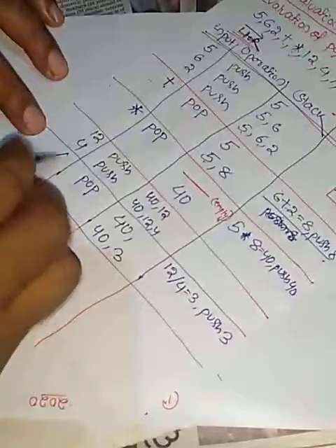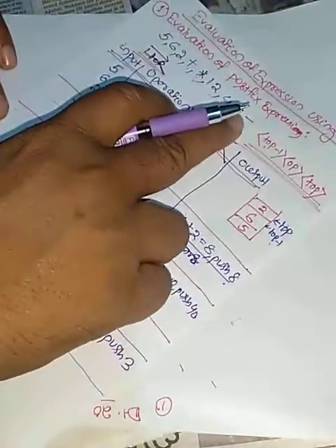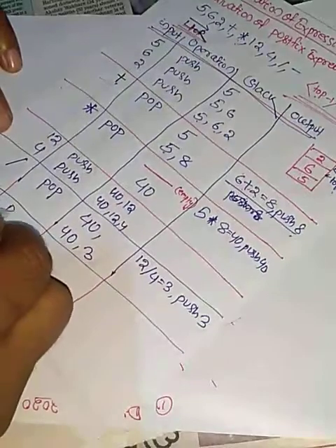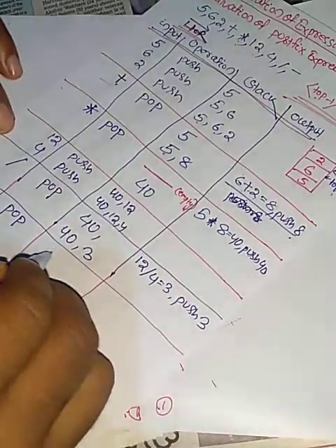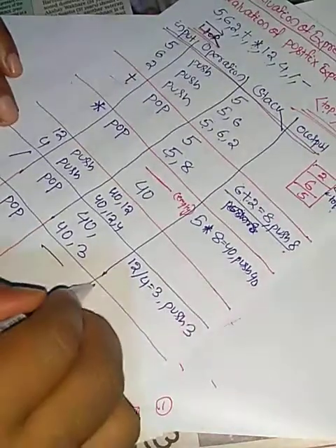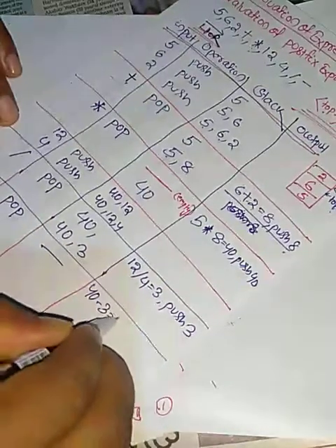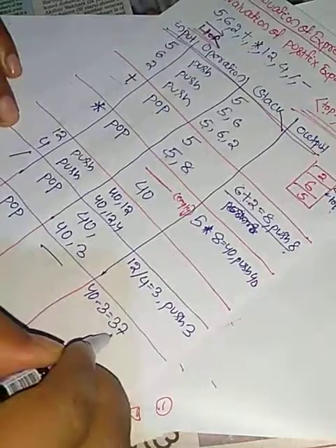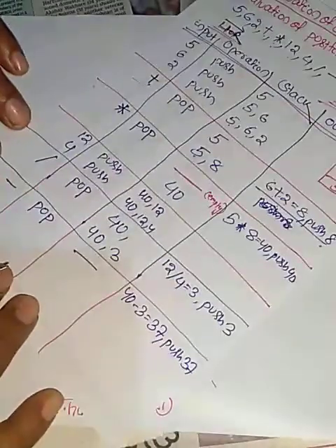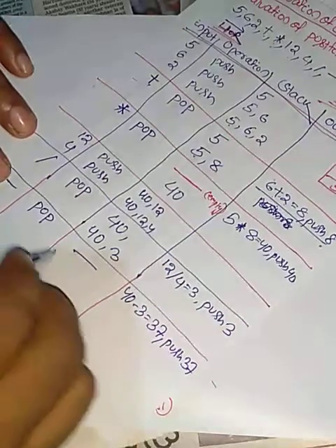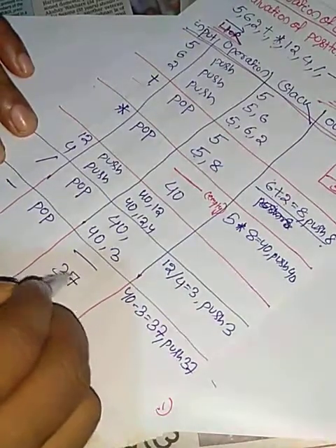Okay. Then the next element we encounter is minus. So minus again will pop. Then we'll pop top 2 elements. 40 minus 3 equal to 37. Then push 37. Okay. And after pushing we'll get the result 37 on the stack.